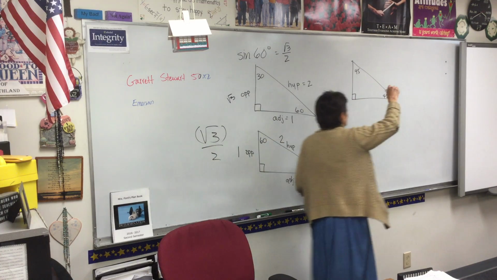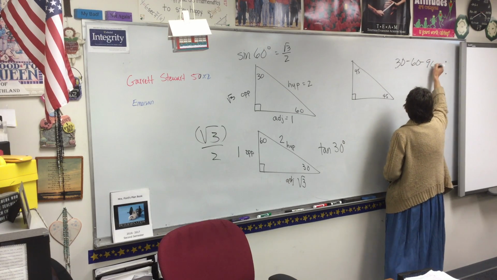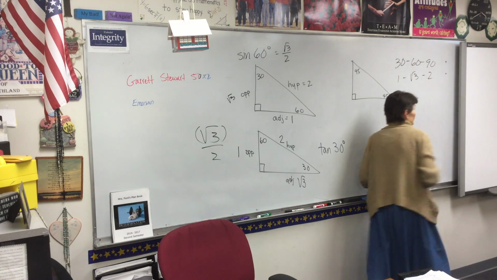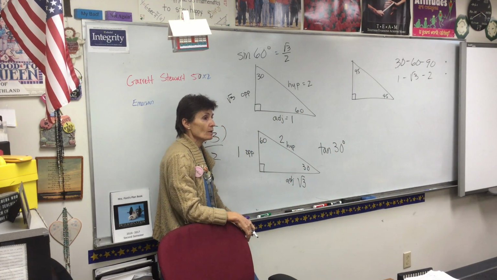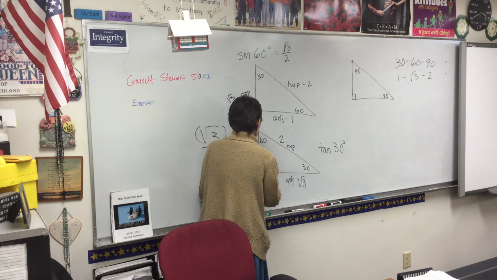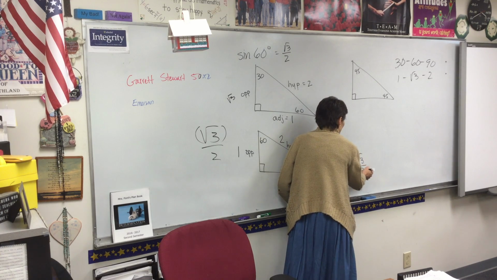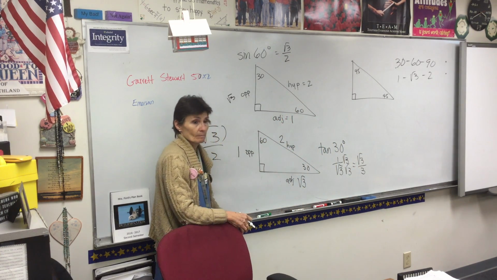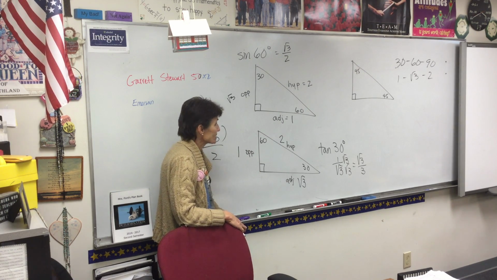You need to memorize 30, 60, 90, 1, root 3, 2. That's how they're lined up. So, now I want the tangent. SOHCAHTOA. So, tangent is opposite over adjacent. So, opposite over adjacent would be 1 over root 3, which we have to rationalize. So, root 3 over 3. And you just did it without a calculator. Isn't that amazing? Very smart people.